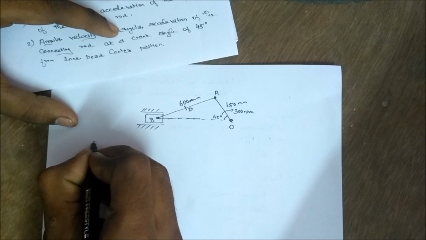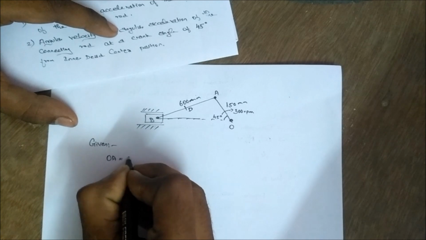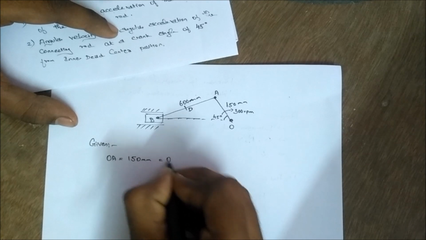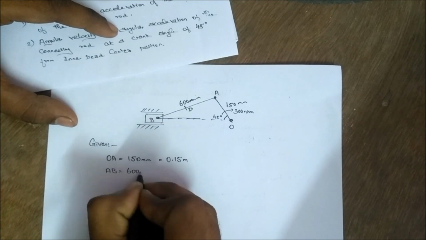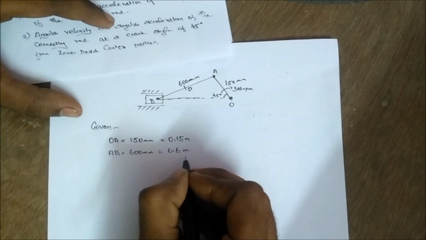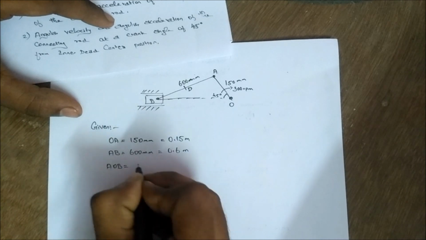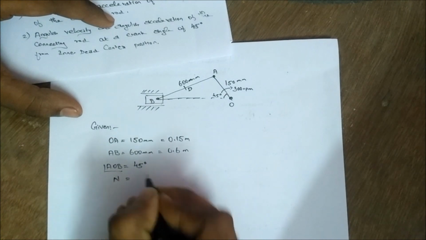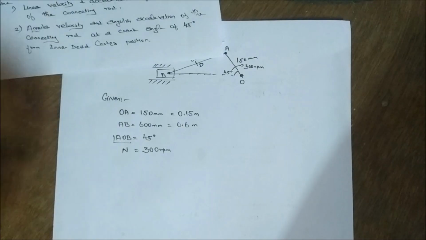So we will go to the given data. OA has been given as 150 mm. We will change it to meters, 0.15 meter, and AB is 600 mm, so we will convert it into 0.6 meter, and angle AOB equals 45 degrees, and then it is going to rotate at 300 rpm. Okay, these are all the given data.